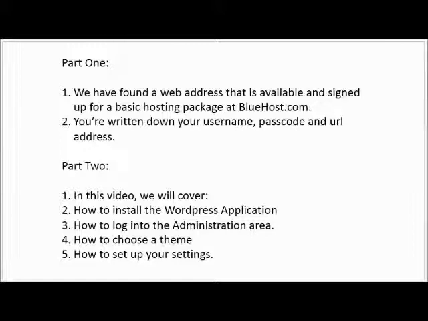Okay, so in part one of this video series, we found a web address that's available and we signed up for the basic hosting package at bluehost.com. And you've written down your username, your passcode, and your URL address. So in this video, this is part two, we're going to cover how to install the WordPress application, how to log into the administration area, how to choose a theme, and how to set up your settings. So let's go there now.